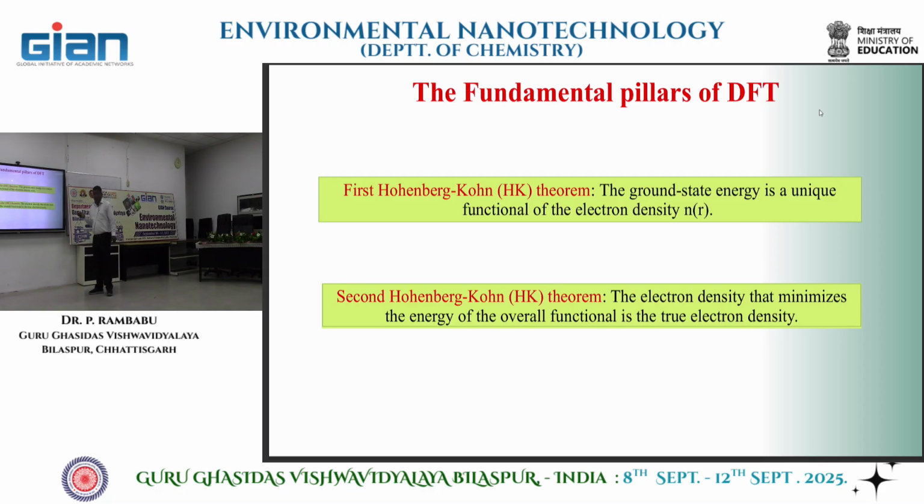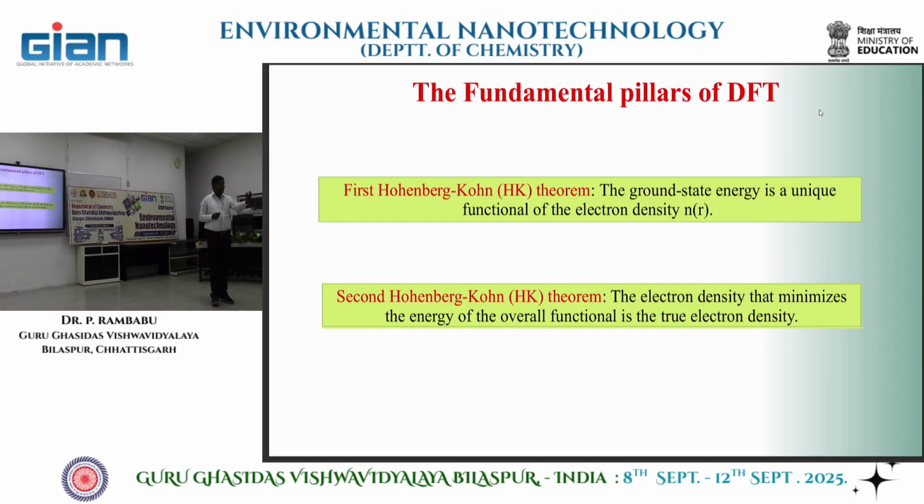So this whole DFT depends on two theorems, the Hohenberg-Kohn theorems. The first Hohenberg-Kohn theorem will tell you the ground state energy is a unique functional of the electron density. So you can express the ground state energy in terms of the electron density. And the second Hohenberg-Kohn theorem states that the electron density that minimizes the energy, because we need the minimum ground state energy, is the true electron density.